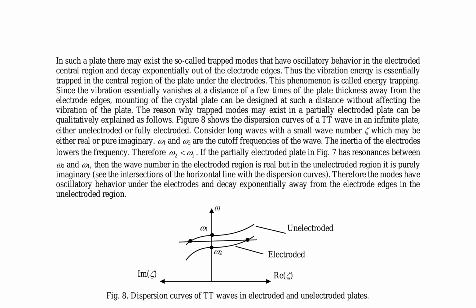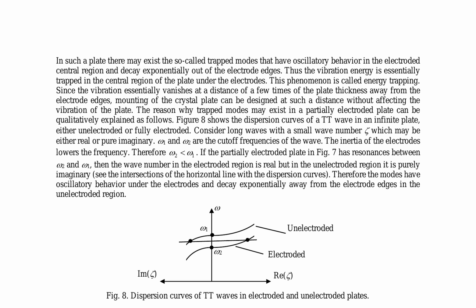Dispersion curves of a TT wave in an infinite plate, either unelectroded or fully electroded, explain the existence of trapped modes. The inertia of the electrodes lowers the frequency, resulting in a range between the cutoff frequencies where the wave number in the electroded region is real, while it is purely imaginary in the unelectroded region. This leads to oscillatory behavior under the electrodes and exponential decay away from the electrode edges in the unelectroded region.